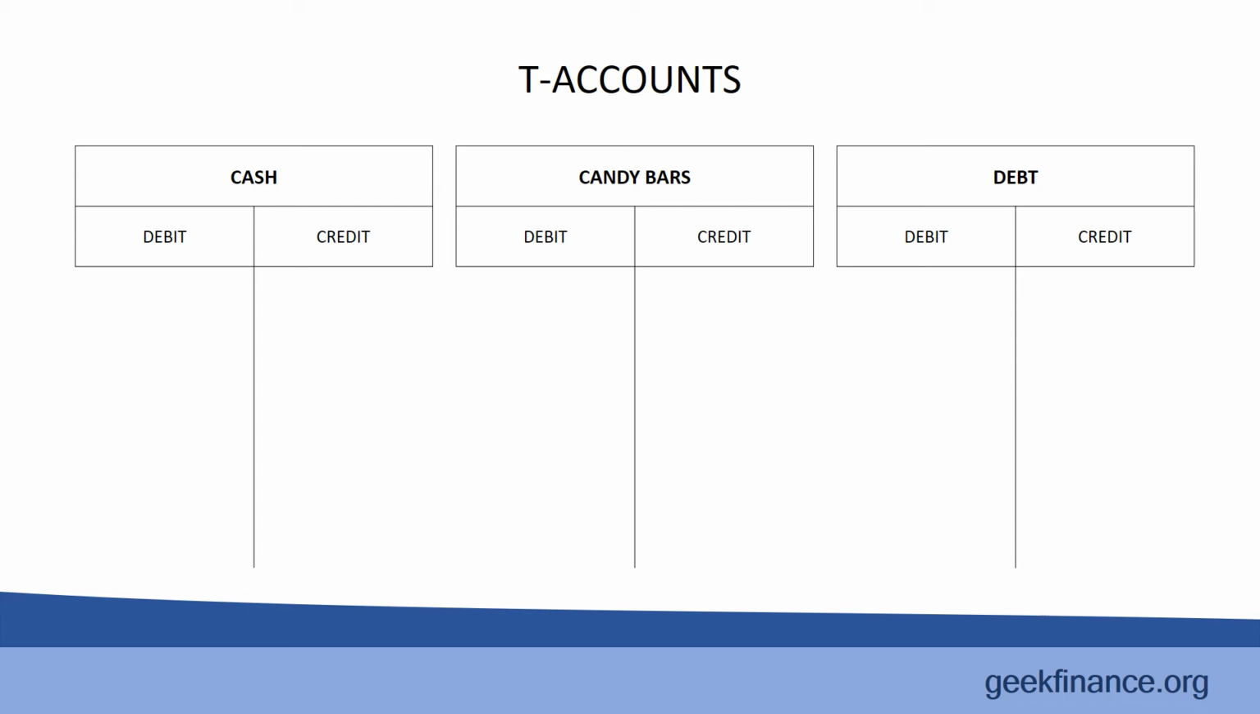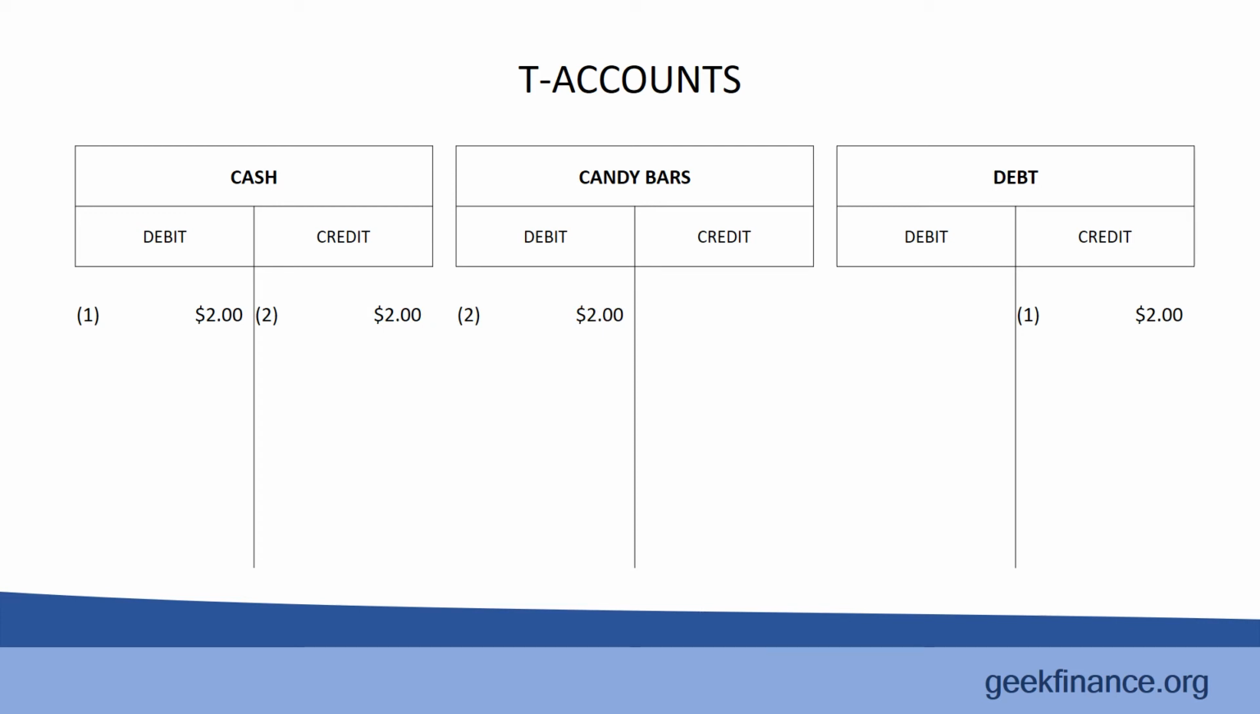The first transaction involved a $2 cash increment and a $2 debt increment. Since the cash is an asset account, we will post this increment in the debit side of the account. The debt account is a liability account, so in order to post an increment in debt, we're going to have to post it on the credit side. Notice how after recording this transaction, the debits and the credits are equal.